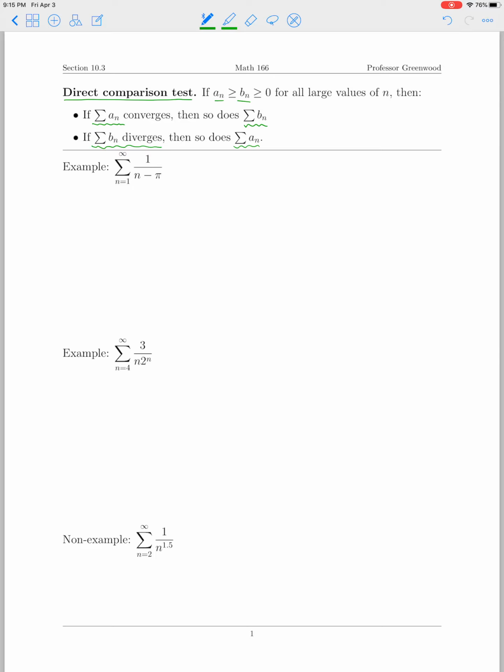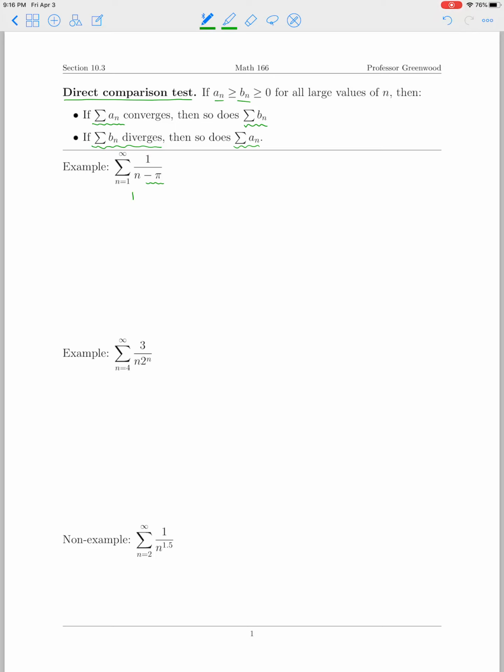So the first one is this series from n equals 1 to infinity of 1 over n minus pi. And so this pi right here, because it's a constant, is probably not going to affect the behavior of the series overall. And so we might predict that this series is going to diverge because we already know that 1 over n diverges. But the question is, how do we show that more rigorously?